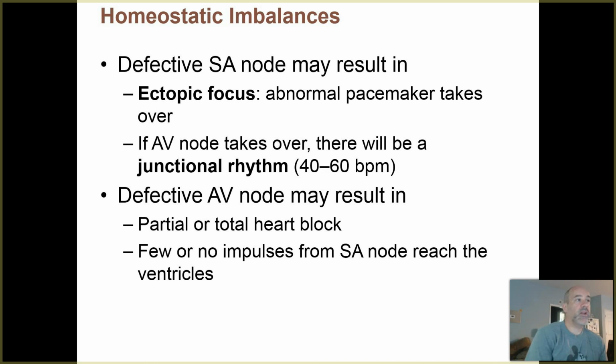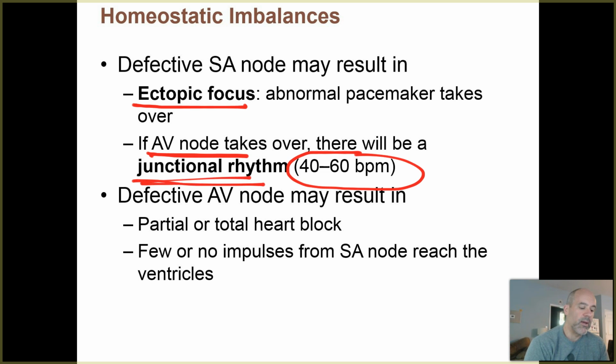All right, so as I mentioned earlier, if you have a defective SA node, it's no longer setting the pace for heart rate. That can lead to what's called an ectopic focus. That's where some other part of the heart, these cells within the intrinsic conduction system, start setting the pace for the heart instead of the SA node. And if the AV node does that, if it's still functioning, the heart will spontaneously beat about 40 to 60 beats per minute. A patient experiencing that is said to be in a junctional rhythm, because the AV node is at that junction between the atria and the ventricles, and their heart rate will be slower.